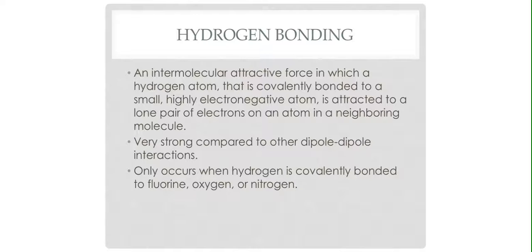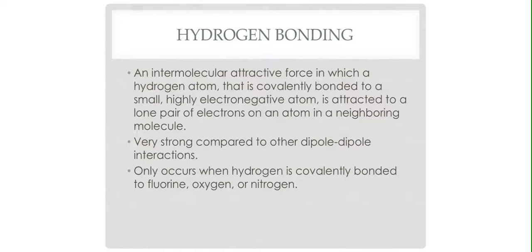So hydrogen bonding is an intermolecular attractive force in which a hydrogen atom that is covalently bonded to a small, highly electronegative atom is attracted to a lone pair of electrons on an atom in a neighboring molecule. So what does that mean? Basically, water molecules have an attraction to one another, and this is what gives us that property. This is why water is not just seen as a gas in nature. It has that liquid property because there's attraction between them. Obviously, it's not super strong because we see it in a liquid form, but it still has those forces.